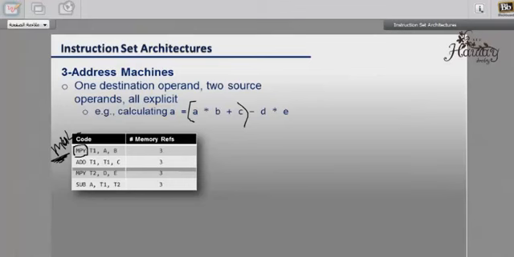Right, so we'll do A, B, and C, multiply A and B. So now we have a separate slot for the destination, then we have these two numbers that we multiply, so source 1 and source 2. We multiply them and we put the result inside T1. Now, we need to add T1, which now this is T1, to C, and store the result again in a slot called T1.